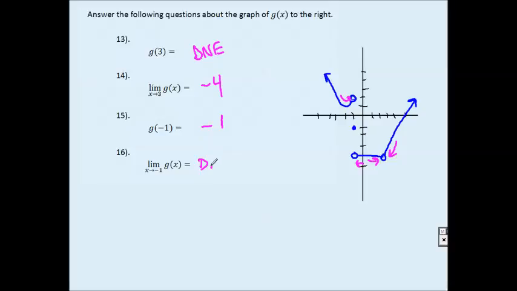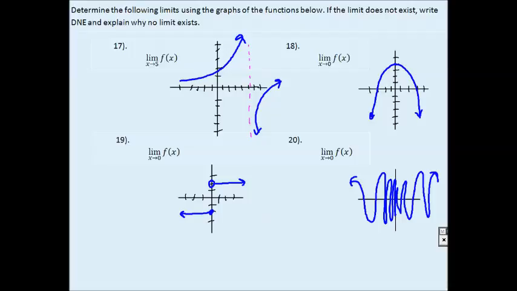So my limit is not the same from both the left and the right, so I do not have a limit at all. Alright, in this one we are determining limits again at the various points. In this one, the first one, we have unbounded behavior here. We have an asymptote. The left and the right not going to the same spot. One's going way up, one's going way down. So this limit does not exist. We're going to say this is because it is unbounded behavior.